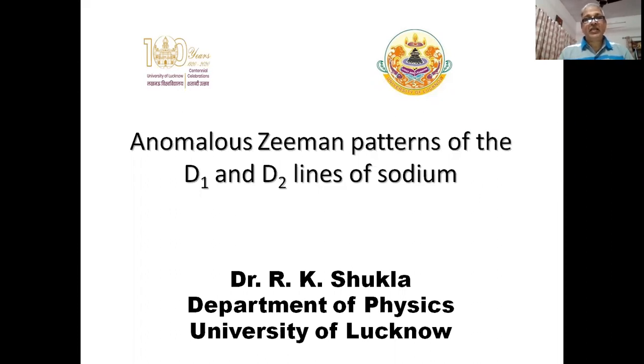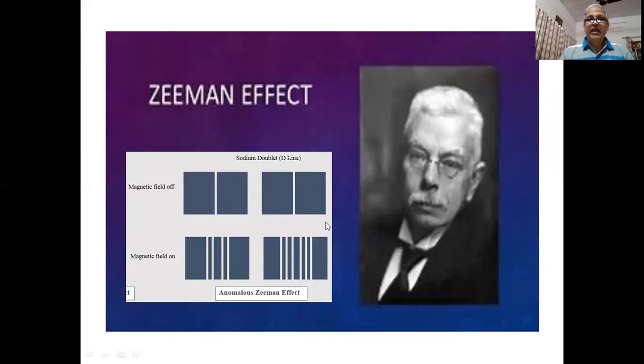Earlier we discussed the anomalous Zeeman factor, but in this session we are discussing the anomalous Zeeman pattern of the sodium D1 and D2 lines. In the absence of a magnetic field, we observe only two lines, the D1 line and the D2 line. But when we apply a weak magnetic field, the D1 line is split into 4 lines and the D2 line is split into 6 lines.